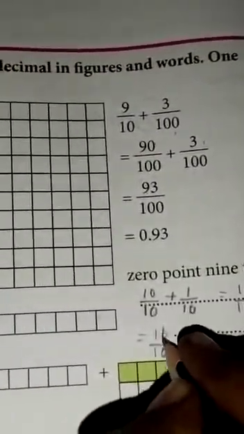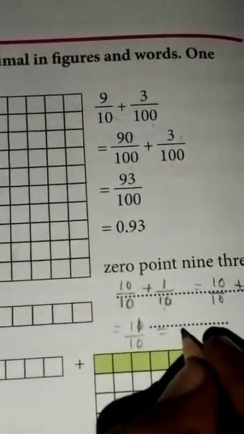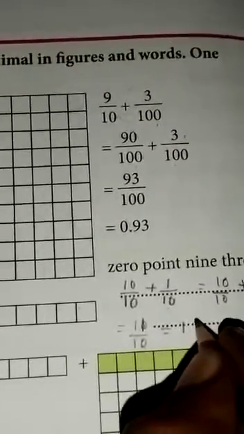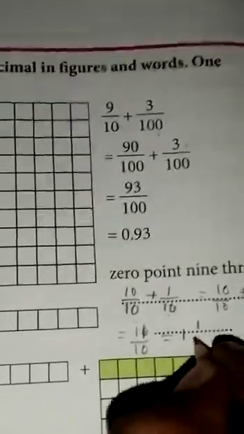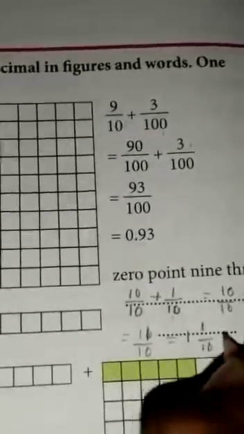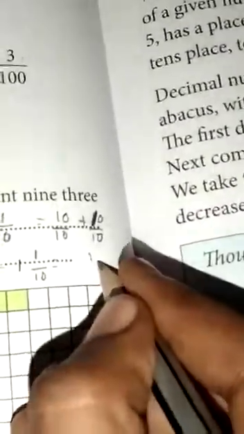Here 11 divided by 10. Our fraction is 1 1/10, and our decimal is 1.1. Next, here are 10 boxes, all 10 are colored, so it is 10 divided by 10.